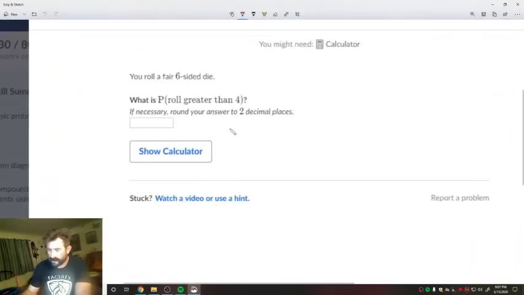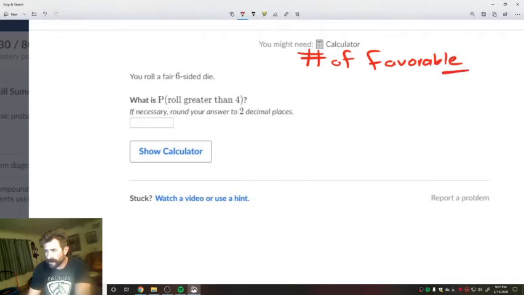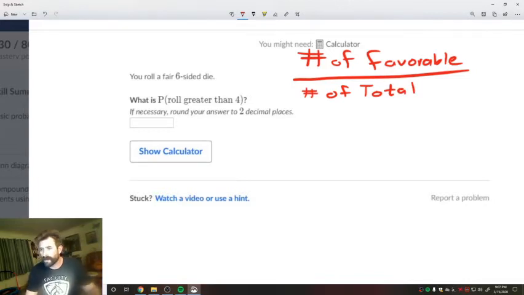So it's going to be the number of favorable outcomes divided by the number of total outcomes. So what goes on top? Actually, let's talk about what goes on the bottom here. The number of total outcomes.